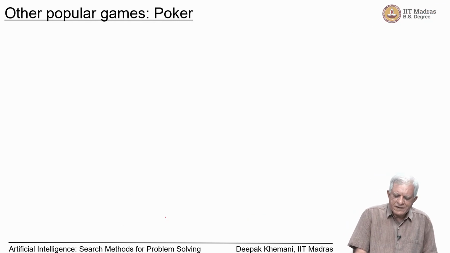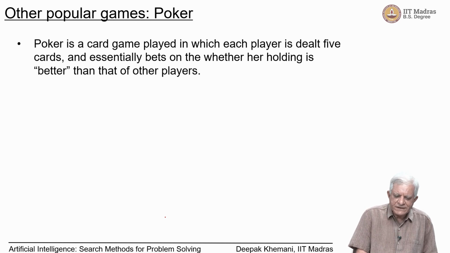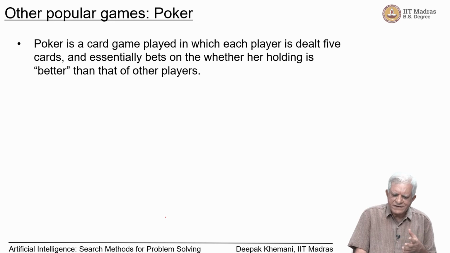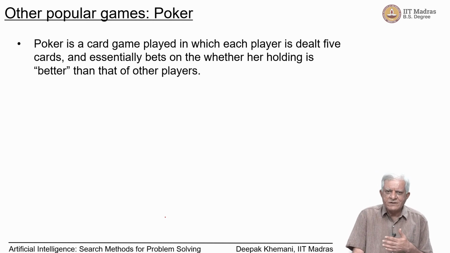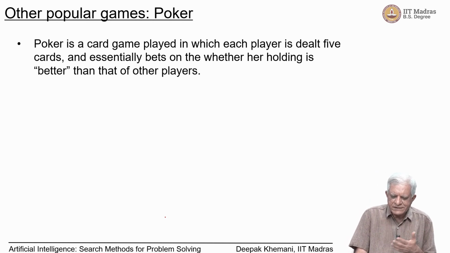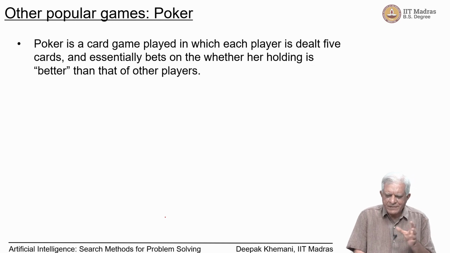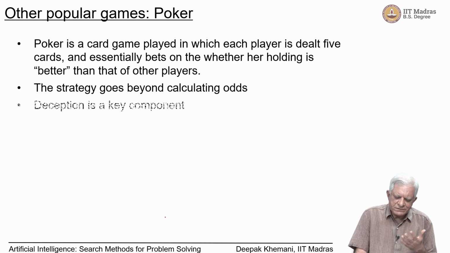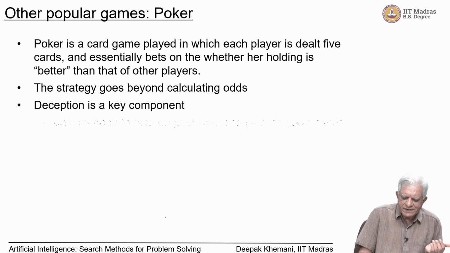Another popular game in which people have attempted to program machines is poker. So poker is a card game in which each player is dealt 5 cards and essentially bets on whether their holding is better than that of other players. When you say better, it basically means statistically improbable, essentially. So for example, if you get 4 aces, then it's a very improbable event and it's considered to be better than if somebody has got let's say 4 kings, for that matter. So there is a hierarchy of patterns, and it basically depends on the draw of your cards. If you get good cards, you are just dealt good cards. There is nothing much you can do about that.